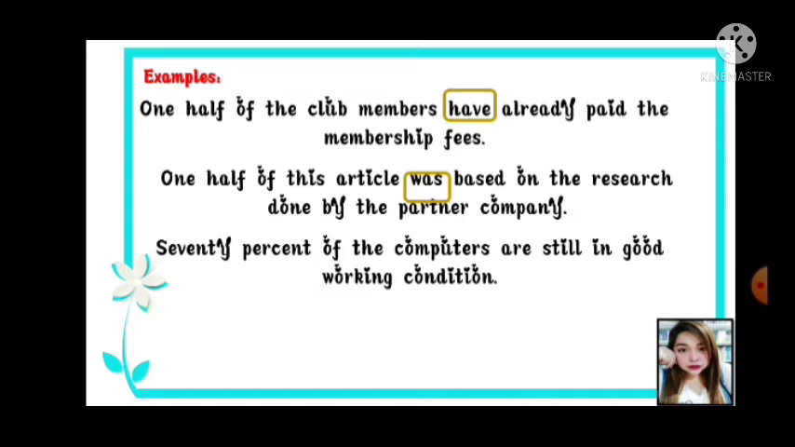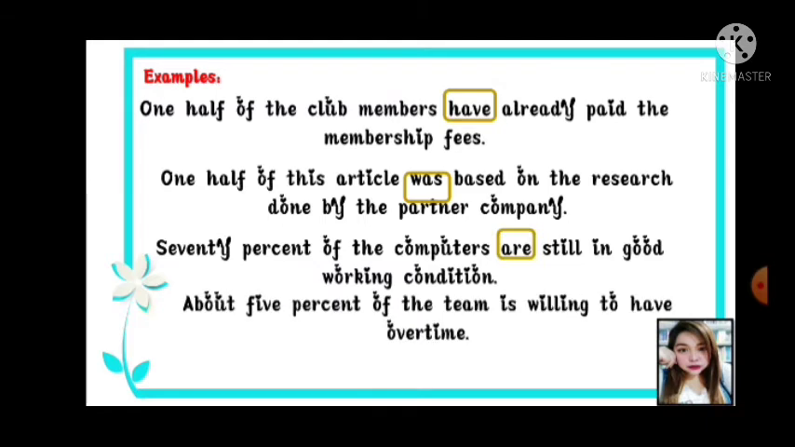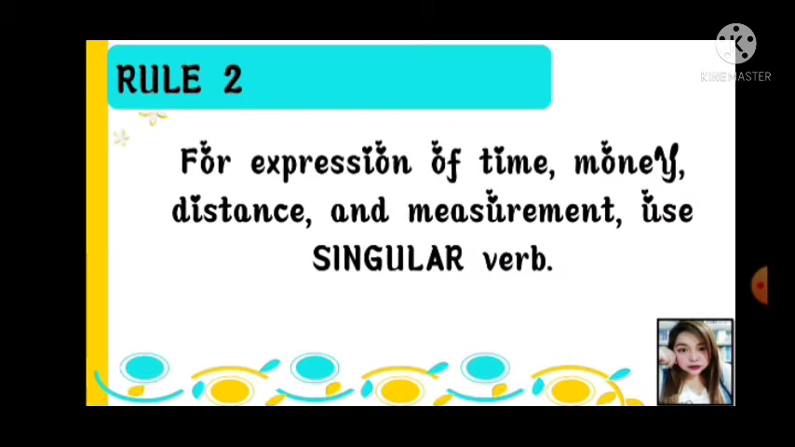70% of the computers are still in good working condition. So the clause here is "of the computers," plural. So that's why the verb must be in plural. About 5% of the team is willing to have overtime. So we have here a singular form of the verb because we have the clause "of the team," which is singular also in form.